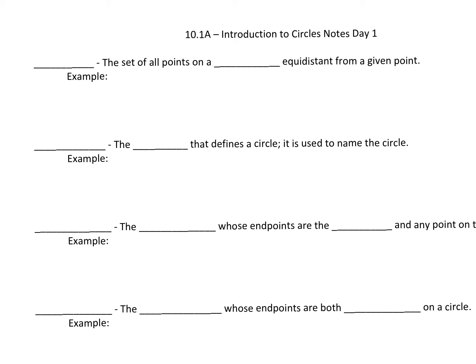So first, what is a circle? A circle is the set of all points on a plane that is equidistant. Equidistant means the same distance from one point. So if I had a point, we'll call this point P, and then all the points around it are equidistant, meaning the same distance, like so, we call this circle P. By the way, that's a circle. It's not the best picture, but it's a picture.